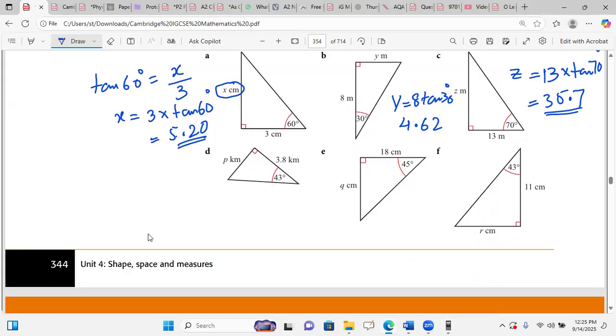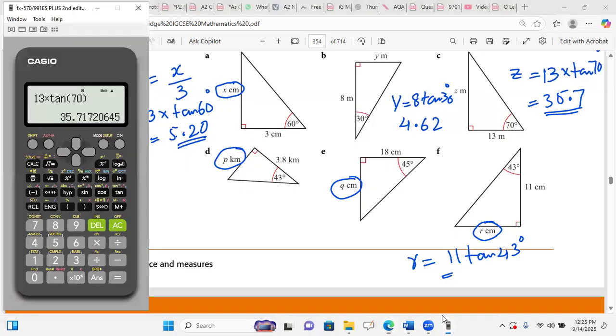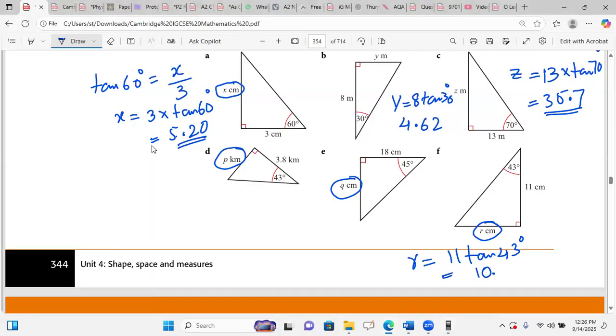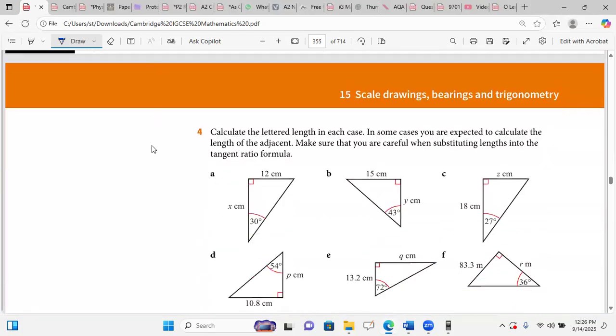After that, again, opposite in the form of P he wants. In the form of opposite, he wants Q. In the form opposite, he wants R. For the last one, I say R is equal to 11 tan 43. Just by putting into the calculator, 11 multiply tan 43 equals to 11.25, 11.3, 10.3. 10.3 can be taken into account for the manipulation of tan theta for finding the unknown side over there.